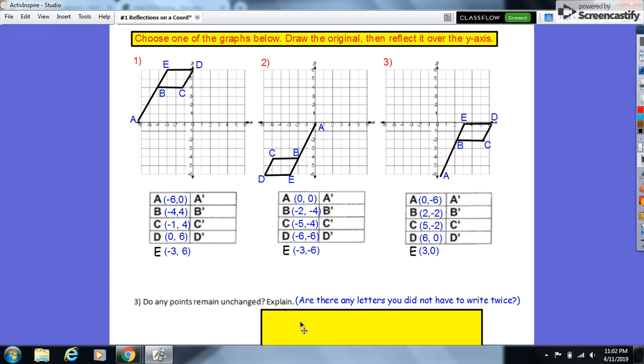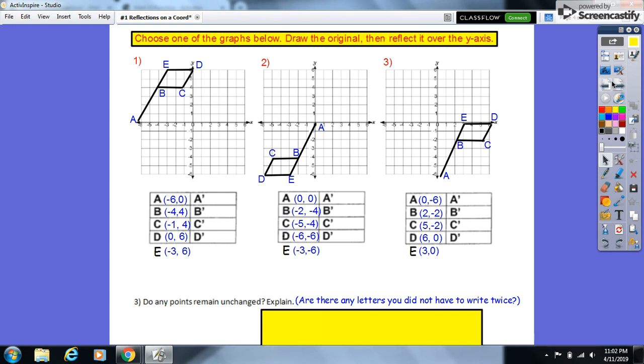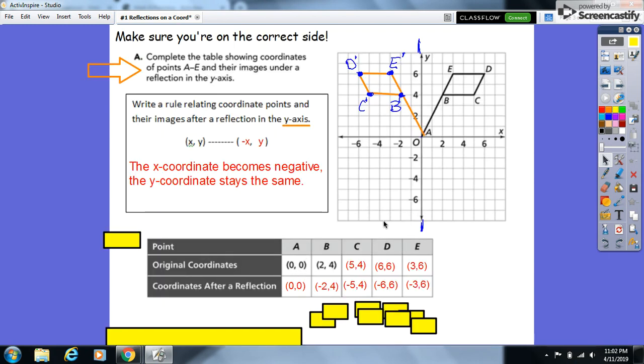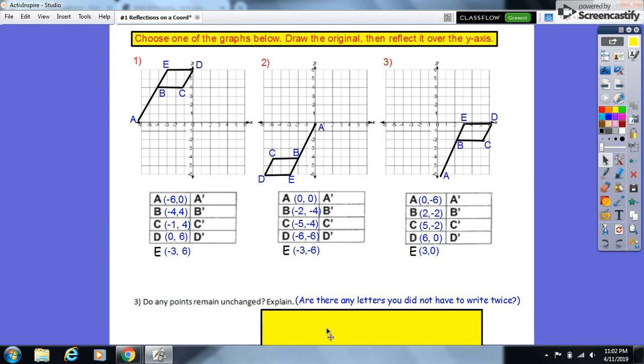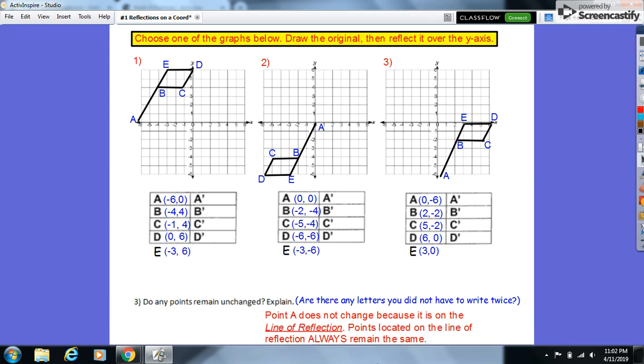In the bottom middle of that paper, you're going to see this question: do any points remain unchanged? Explain. In other words, are there any letters we didn't have to write twice, or any numbers that didn't change? Well, if you paid attention when we did that first example, yeah, we said A didn't change. And why didn't it change? What did we say about this y-axis right here where the point A is sitting? That's right, it's on the line of reflection. So point A did not change because it's on the line of reflection. Here's the thing. Any points that are sitting on the line of reflection always stay the same.